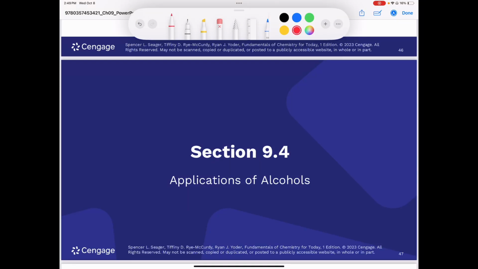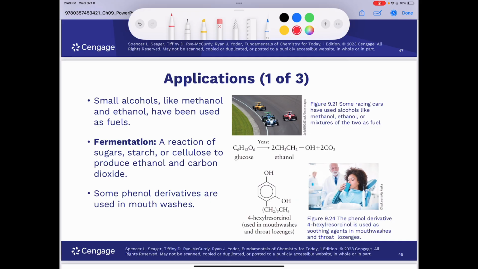All right, let's dig into applications of alcohols. Methanol is a very important industrial chemical. More than 1 billion gallons are produced and used every year. Methanol is also the smallest alcohol that we can have. It has a formula of CH3OH, so it is the simplest alcohol that can possibly exist.